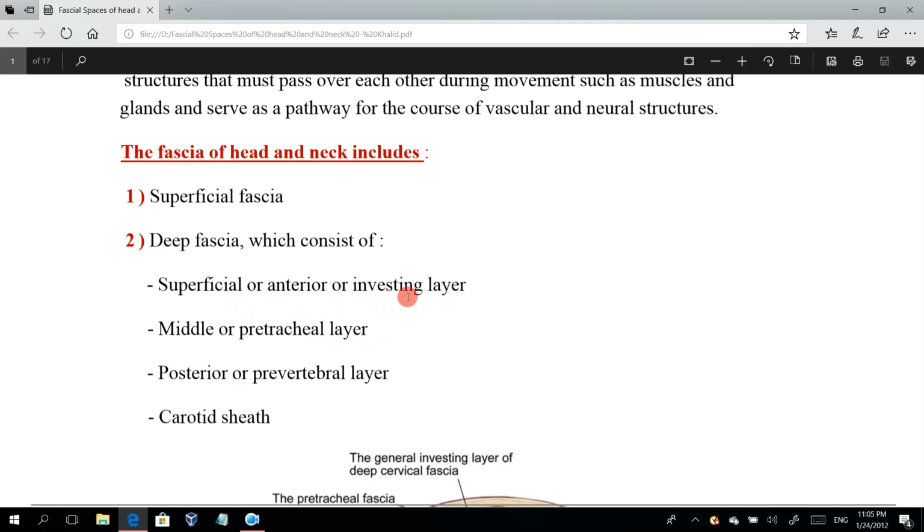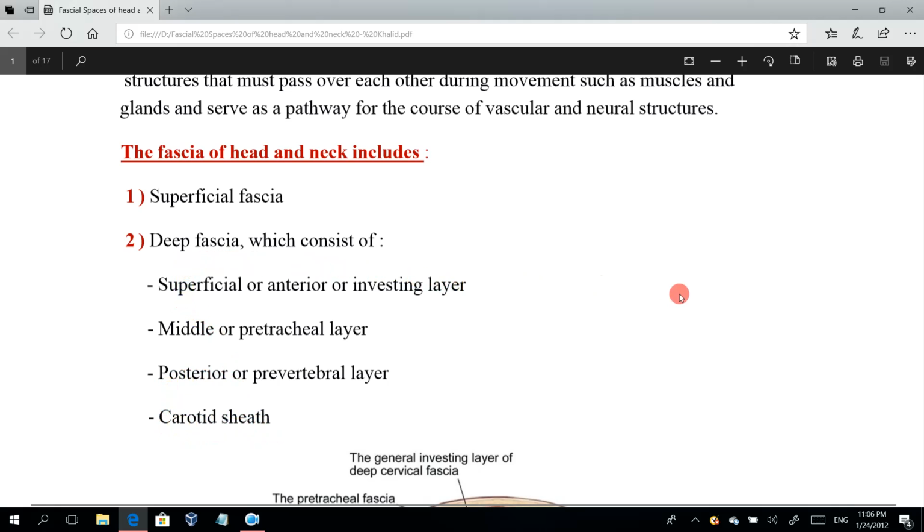Investing means to surround or enclose. And the middle or pretracheal layer, the layer in front of the trachea. The posterior or prevertebral layer, the layer in front of the vertebrae, which encloses the vertebrae and the muscles around them. And we also have the carotid sheath, which is also considered part of the deep fascia.